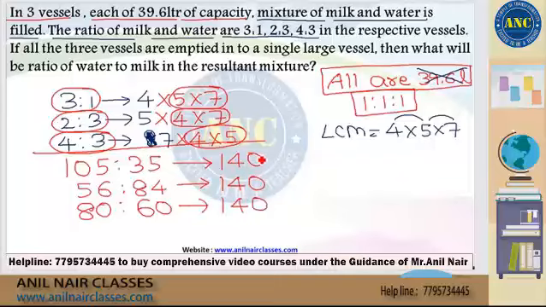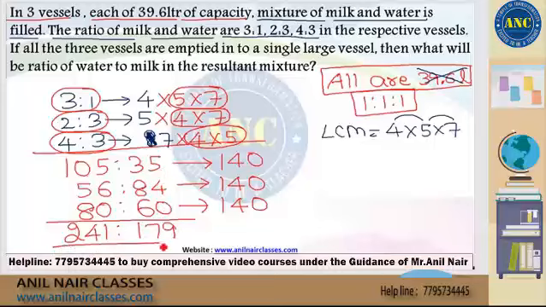Sir, should I not convert it back to 39.6? No, it is not required. The meaning of that statement is that they are saying that all should be equal. Simple. Don't complicate, sir. The final ratio is 105 plus 56 plus 80. It is 241. 35 plus 84 plus 60. It is 179. This should be my final answer.